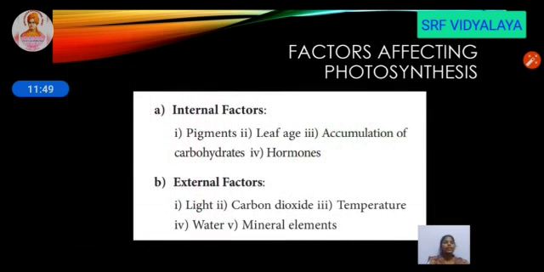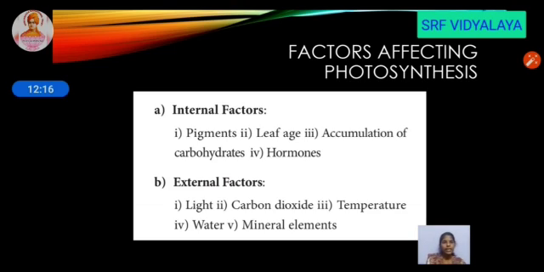The next one is factors affecting photosynthesis. There are many factors that affect photosynthesis. They are internal factors and external factors. Internal factors are the factors present within the plant. Here the internal factors are pigment, leaf age, accumulation of carbohydrates and hormone. These are the internal factors that affect photosynthesis.